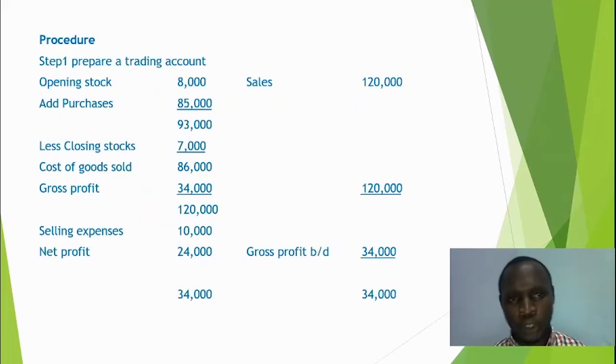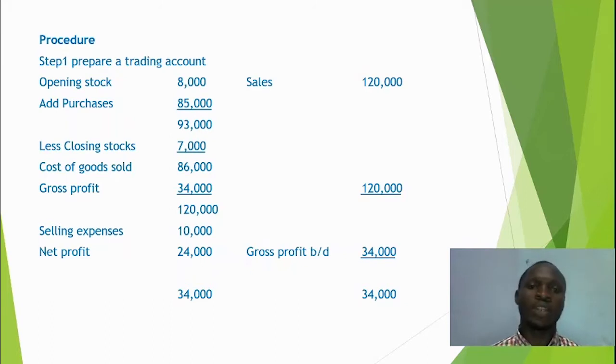Now, the procedure. This is a trading account. It has two sides: the debit side, which is on the left-hand side, and the credit side on the right-hand side. The opening stock for the beginning of the year is 8,000 from the example. Then our purchases is 85,000. By the time we add our opening stock and purchases, we arrive at 93,000.